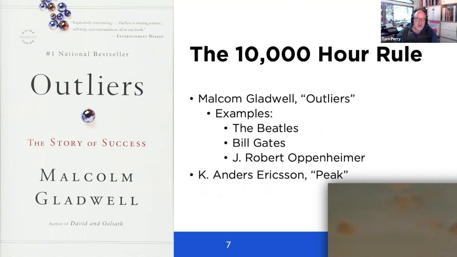And so another example would be Bill Gates. Bill Gates spent years working on a mainframe that he happened to have access to, and spent many, many hours honing his skill as a programmer. And then another example is Robert Oppenheimer. And so all of these were examples that Gladwell used to examine his notion of what made these great people successful. And the notion of deliberate practice wasn't Gladwell's.